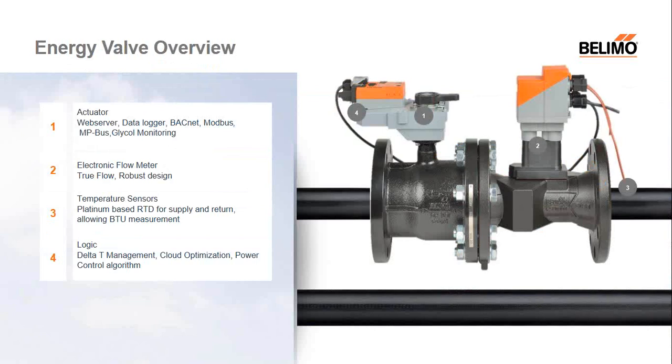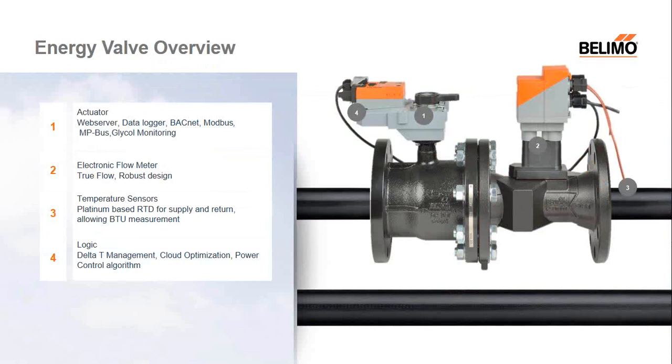The last piece that I'd like to talk about is the logic. There's a delta T manager located in the actuator, and what that does is optimizes coil efficiency by maintaining the appropriate delta T, eliminating overflow through the coil, which is thus in turn optimizing the overall efficiency of the coil and of the overall system.